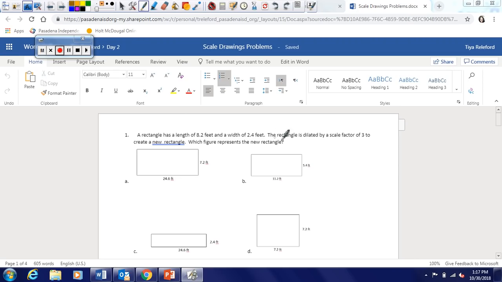Alright, number 1, your key word is scale factor, and it gives you a scale factor of 3. So you are multiplying 8.2 and 2.4 times 3 to find the rectangle that matches.